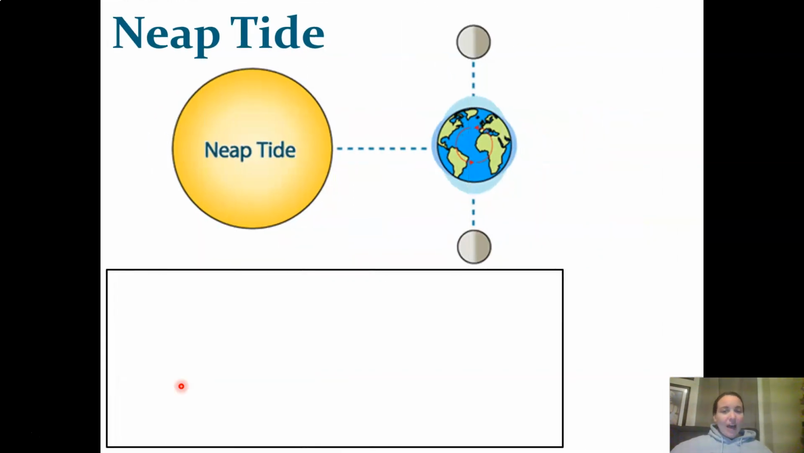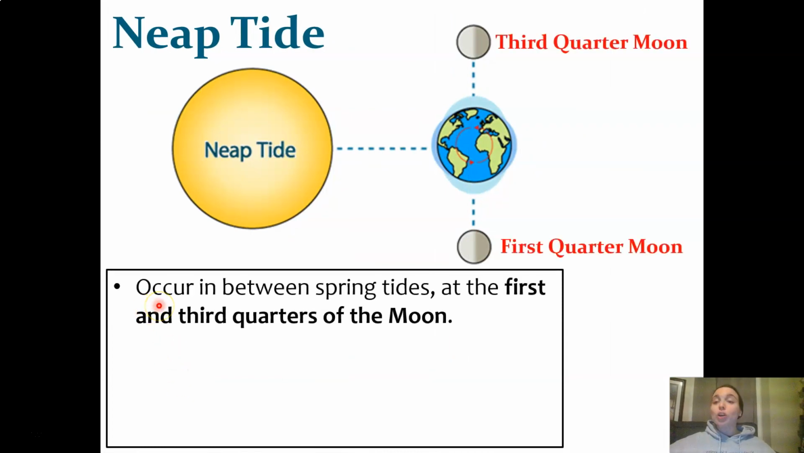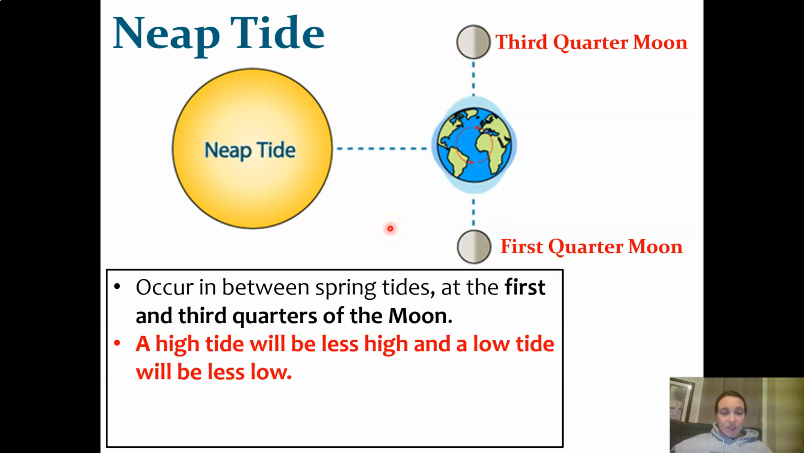Lastly, we have what's called a neap tide. It occurs in between the spring tides, at the first quarter moon and the third quarter moon. So from the perspective of the earth, it looks like half of the moon is illuminated by the sun. What does this cause? It causes the high tides to still be high, but not as high. So we say that they are less high, and the low tide is less low. There we go, low tide.